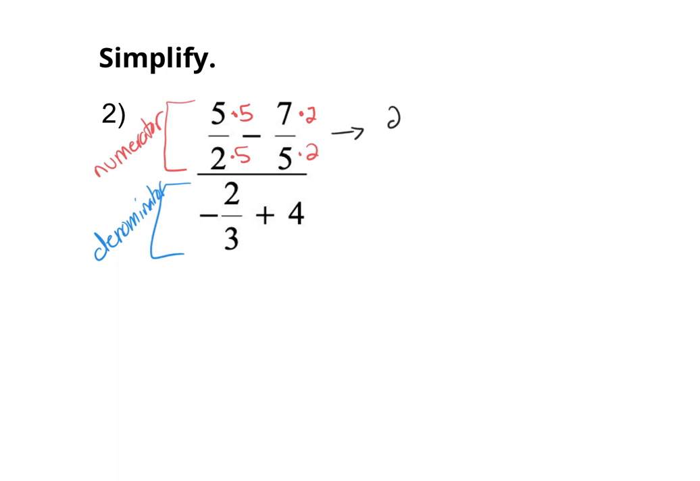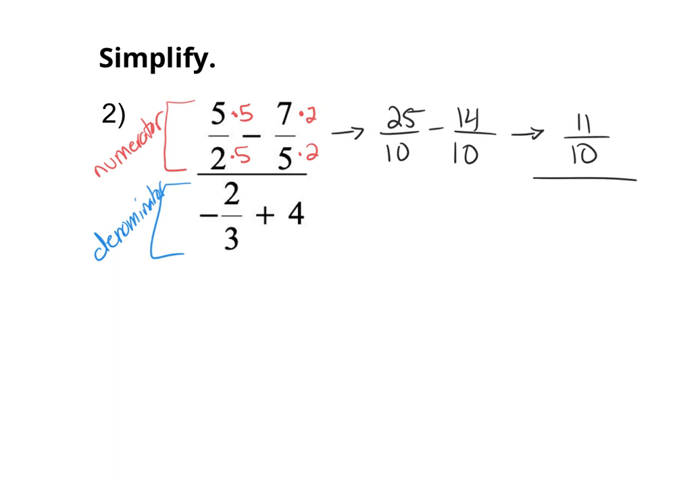All right, so that gives us 25 over 10 minus 14 over 10. Well then, what's 25 minus 14? 11 over 10. So the numerator is simplified.